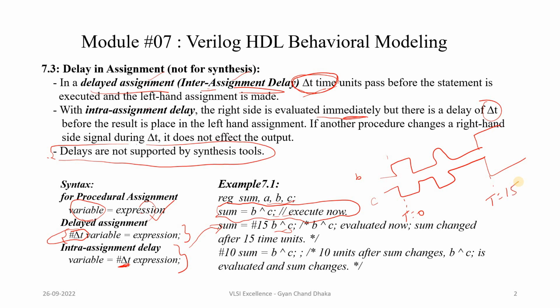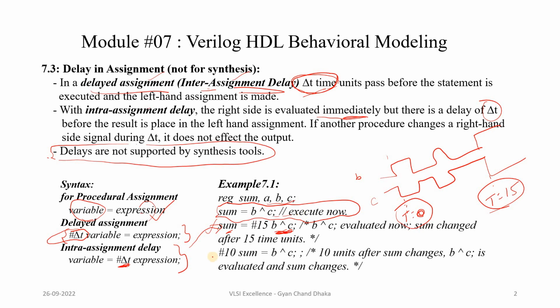Okay, so when this statement gets executed, the right side expression gets executed immediately at t equal to 0. So whatever value of b and c is there at t equal to 0 will be taken for the XOR operation, and the result, which is generated at t equal to 0, will get assigned to the left side variable, which is sum, at t equal to 15 time. So whatever the value of b and c is there at t equal to 15 is not going to participate in the expression. So this is nothing but an example of intra-assignment delay.